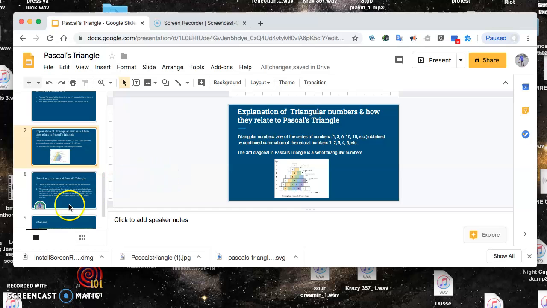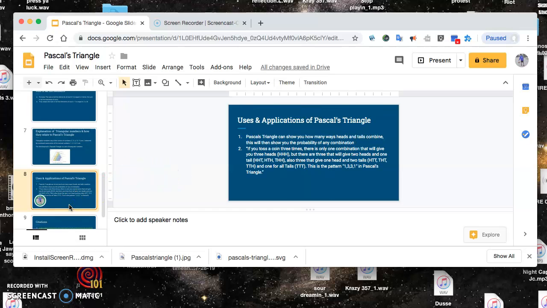Okay, next. Uses and applications of Pascal's triangle. Pascal's triangle can show you how many ways heads and tails combine. This will then show you the probability of any combination. So by using Pascal's triangle, you'll be able to figure out the probability.